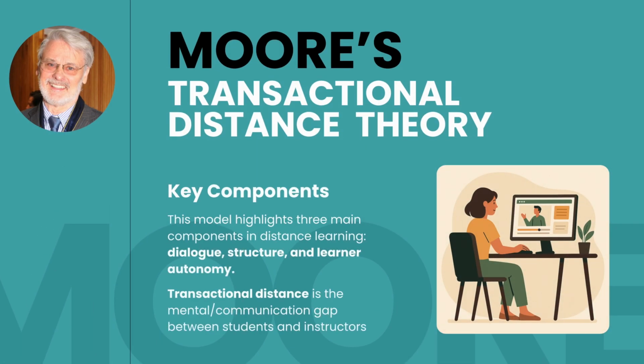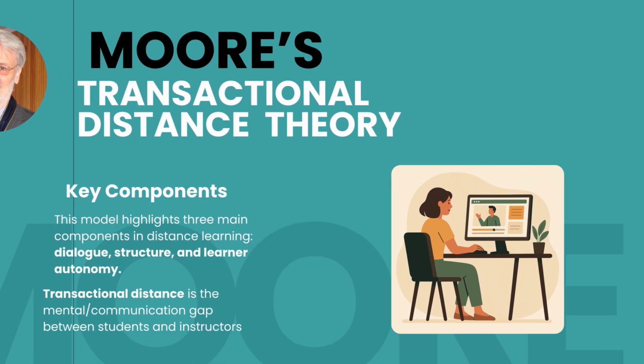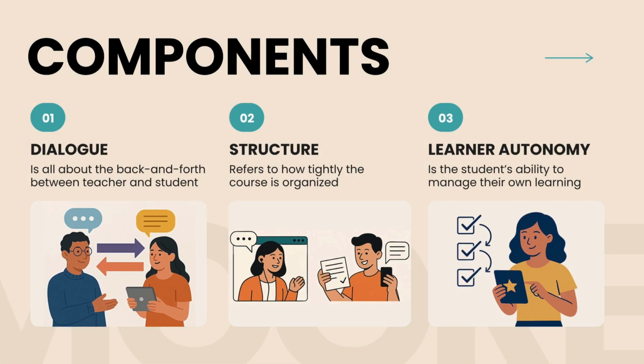First, we'll start with Moore's Transactional Distance Theory, published in 1997. This model highlights three main components in distance learning: dialogue, structure, and learner autonomy. Transactional distance isn't just about being far apart. It's the mental and communication gap between students and instructors. That gap depends on how these three elements interact.